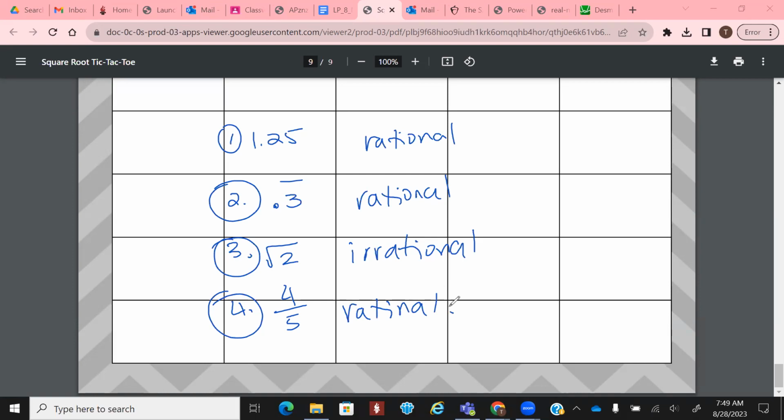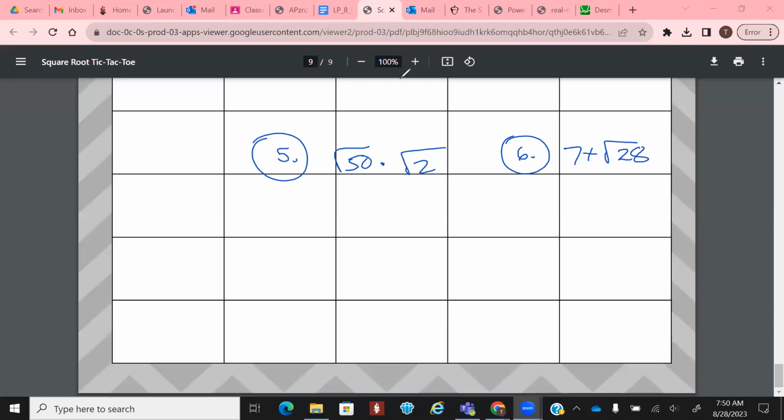Okay. So on 5 and 6, we're using some of our skills from last week. So 5 and 6, you're simplifying that and then deciding whether it's rational or irrational. So go ahead and take a moment, do that, and we'll talk about it. All right, so on number 5, when we multiply radicals, remember we can multiply the insides together and then we can multiply the outsides together.